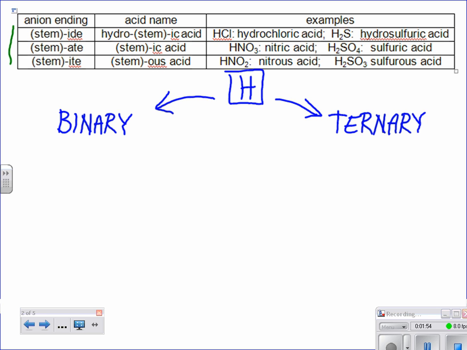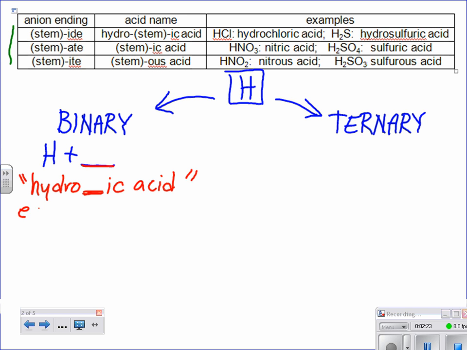And what's binary? What does that mean? Two. So you've got two elements for a binary acid. Obviously, one of those elements has to be hydrogen. So it's going to be hydrogen plus one other element. And the way we name those is we just name them hydro-blank-ic acid, where this blank is filled in based upon this element that is put right there.